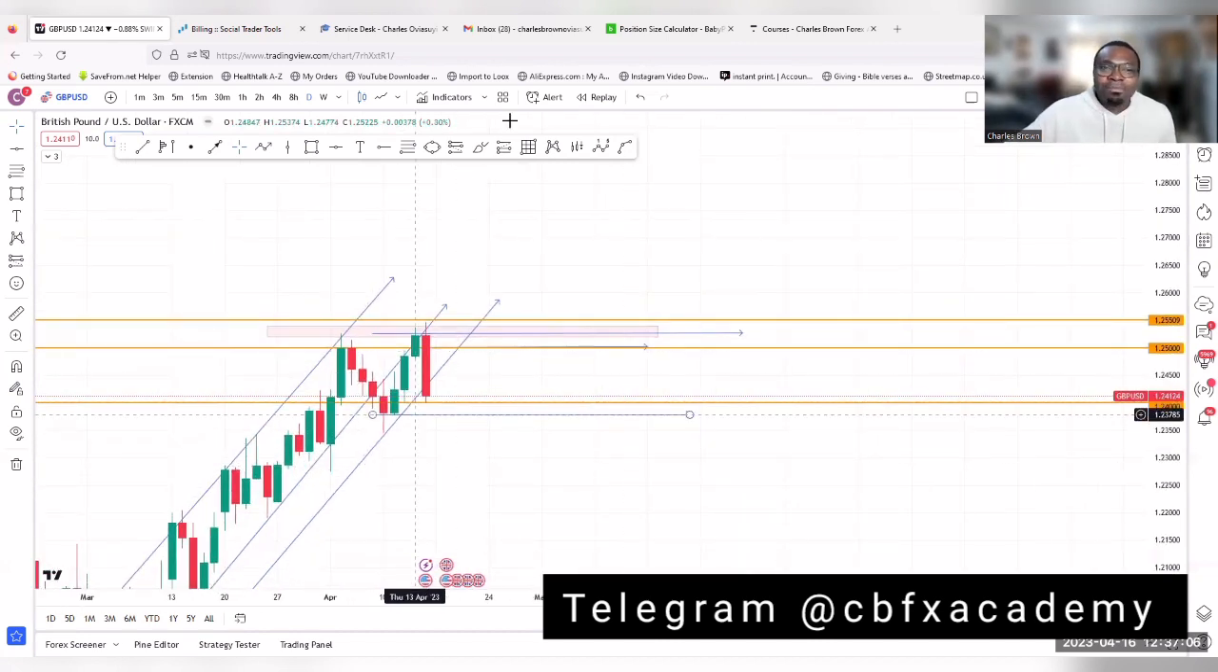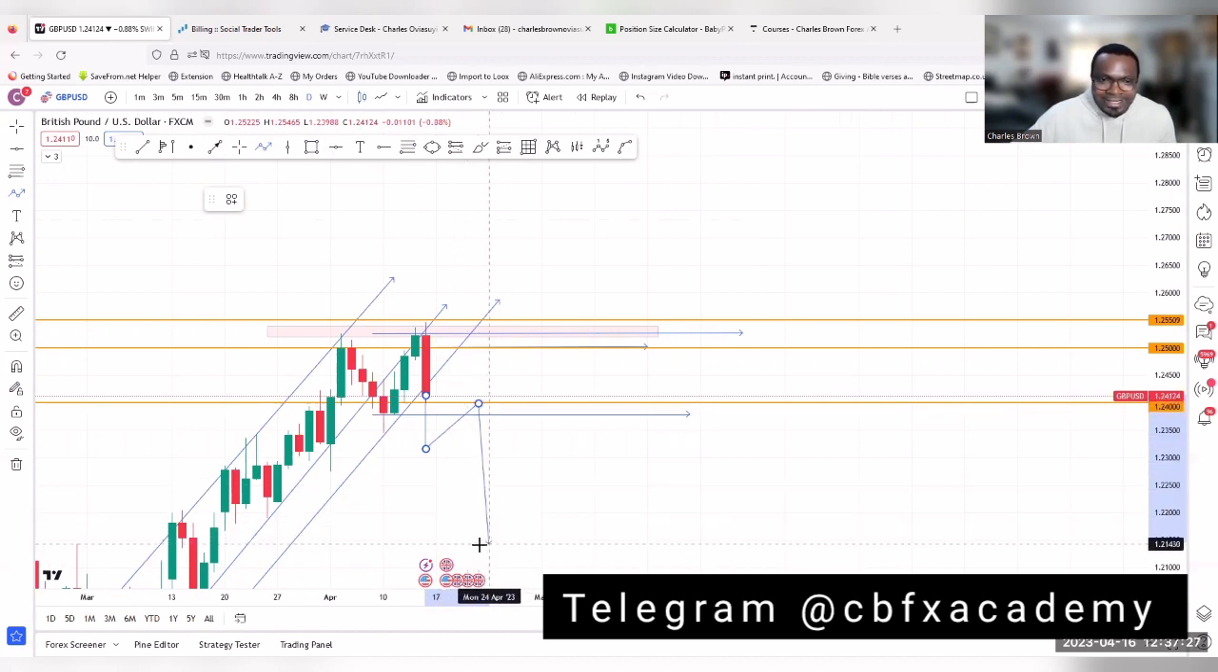If price breaks, pay attention now. I'm analyzing the daily time frame. If price breaks this psychological level and breaks up structure, all we need to see is a break of structure and a pullback, then we're going to sell. It's a sell market when this happens.